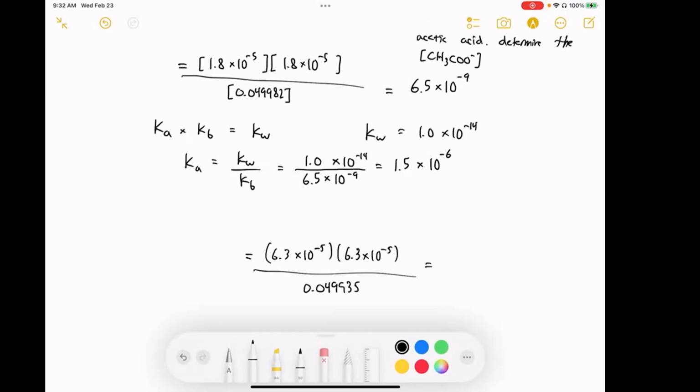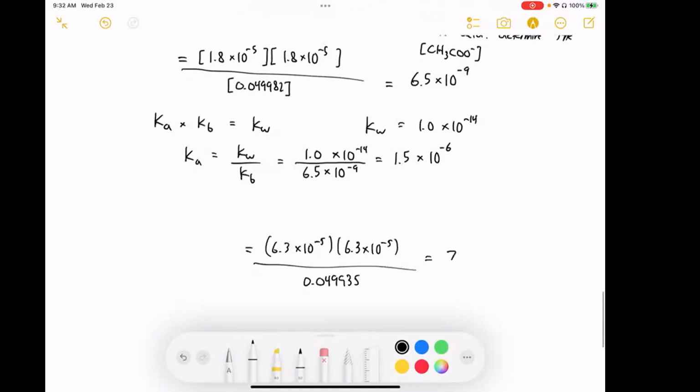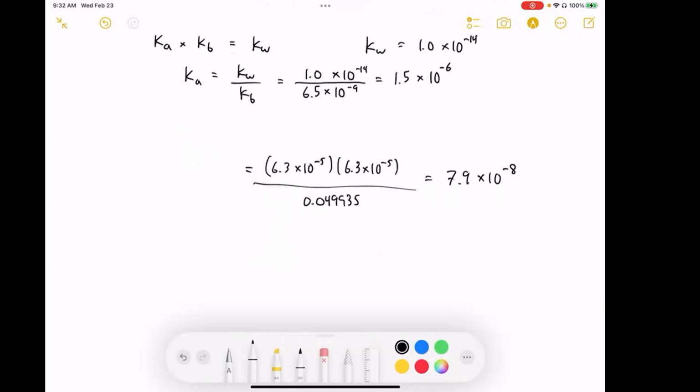Okay, 0.049935, and we get a value of 7.9 times 10 to the negative 8. Now, this should be, I think, a little bit closer, but it might be too close. Okay, if we divide this now for our KB, KA equals 1 times 10 to the negative 14 over 7.9 times 10 to the negative 8.